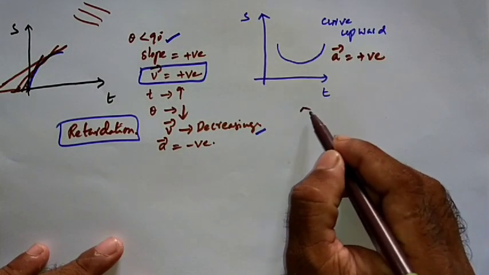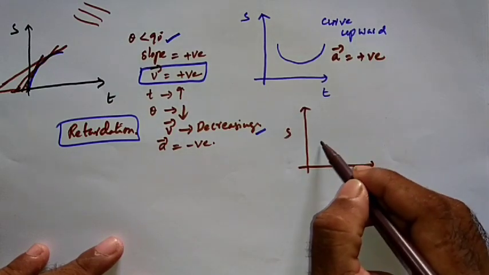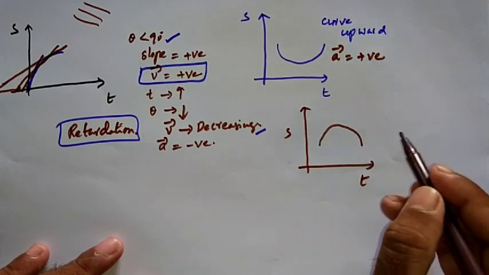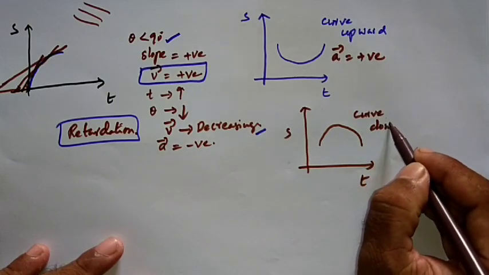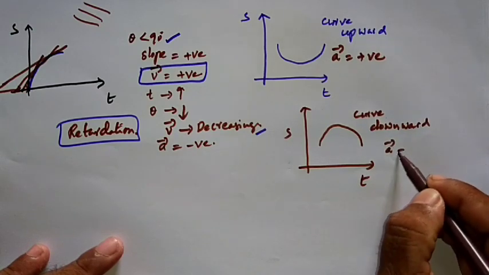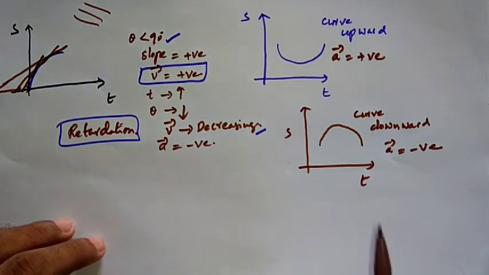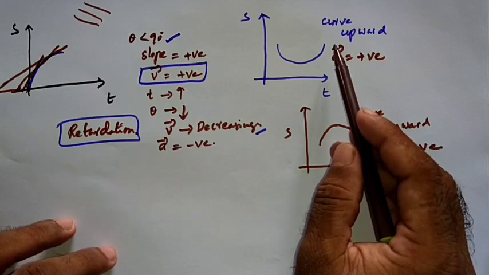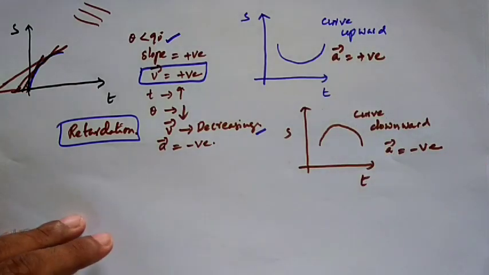Next thing. If the displacement time graph is a curve downward, what does it mean? It means that acceleration is negative. Regarding accelerations, if the curve is upward, acceleration is positive. If the curve is downward, acceleration is negative.